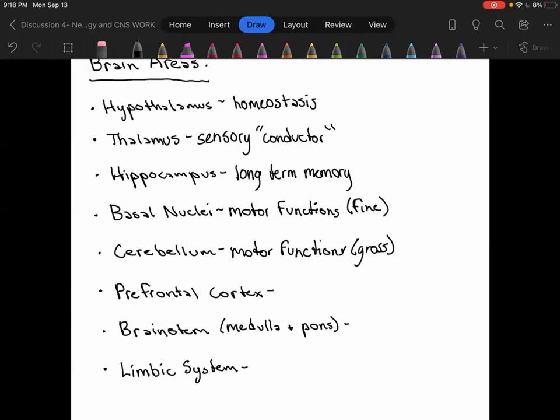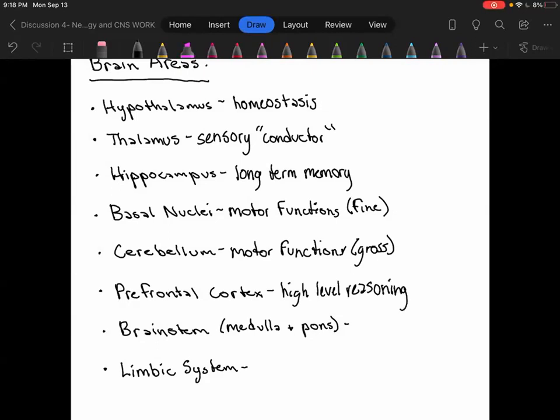very dexterous, fine movements. Our prefrontal cortex deals with high level reasoning. So it's kind of that distinguishable area that makes us human. It gives us the ability to process and make sense of things.